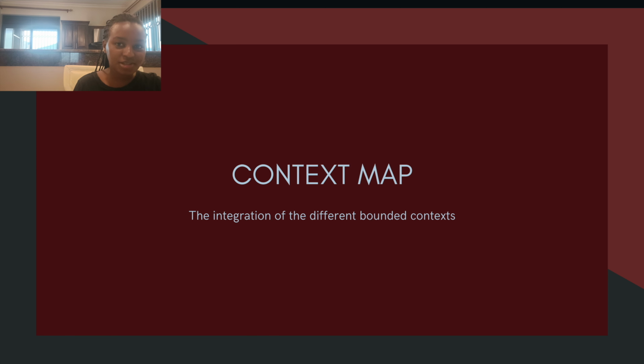Now let's introduce a new term, context map. This is the integration of the different bounded contexts. I talked about there being different bounded contexts in a domain, and I've mentioned a few of those. So this is the integration.